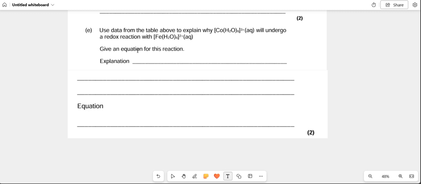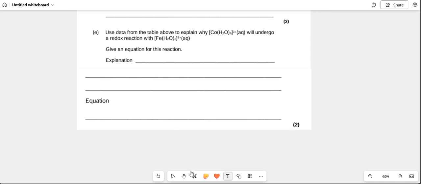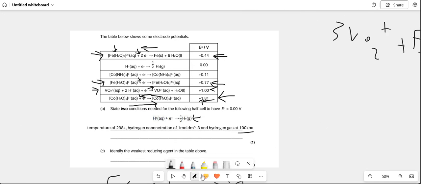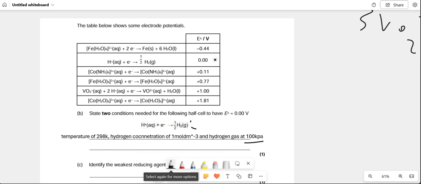Question E, yeah. Use the data from the table to explain why cobalt will undergo a redox reaction with Fe. Okay, calm. So whenever they ask about will it undergo a reaction, whenever they mention that, yeah, it means that basically what they want you to do is to say that something has a higher electrode potential than another thing. That's how it always is.